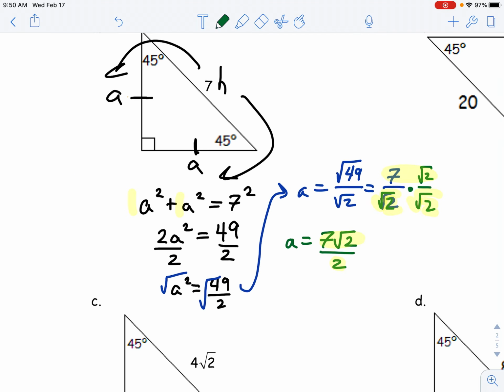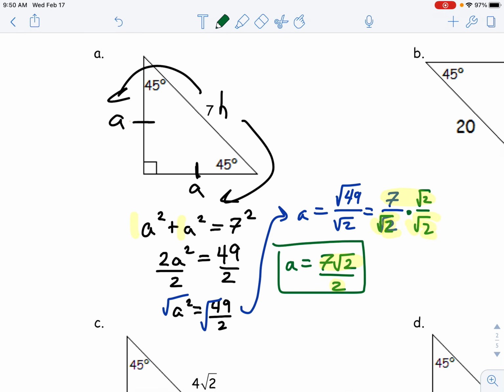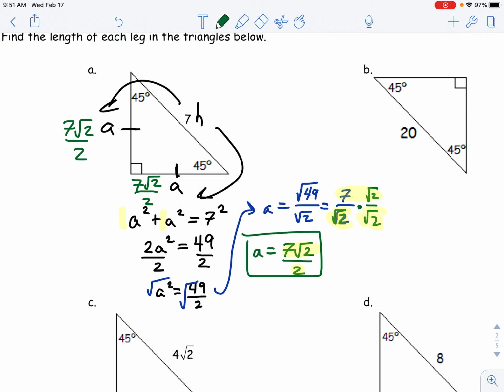Whew. Okay, this was a little bit challenging, but we did it. That's the most exact answer. In this case, the legs were 7 radical 2 over 2. All right, that was a little tricky. Let's do number B and see how that goes.